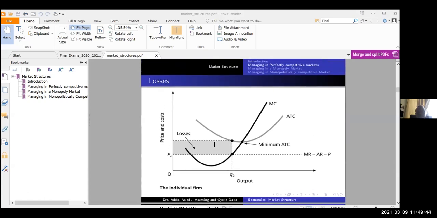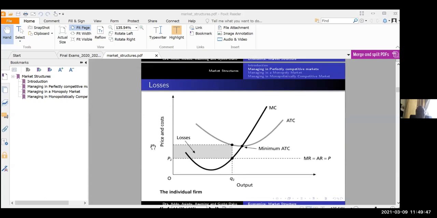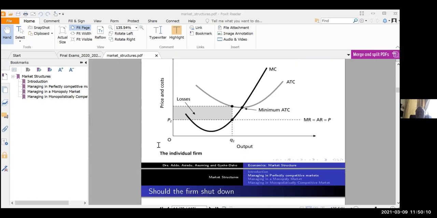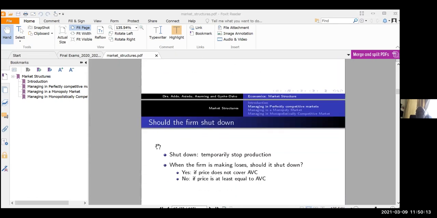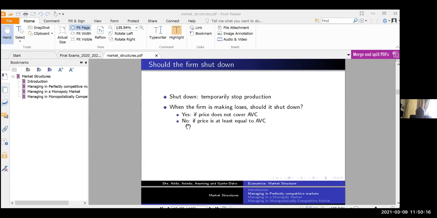A typical loss case is where the average total cost of production is higher than the market price. If the average cost of producing a bottle of water is higher than the price in a perfectly competitive market, should the firm shut down? We are saying that the firm should shut down or temporarily stop production if price does not cover average variable cost.